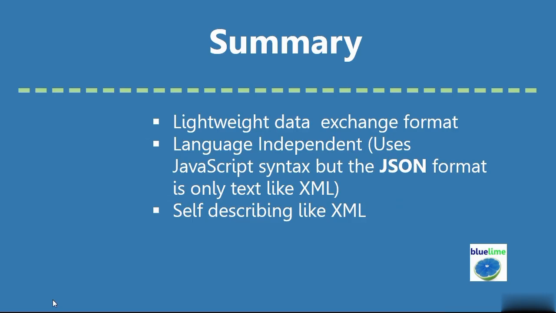Just to summarize, JSON is a lightweight data exchange format, and it is language independent. That means it can be used by any programming language, but it uses the JavaScript syntax, but the format is plain text. JSON is self-describing like XML. JSON does not use an end tag. With XML, you have to use an end tag. With JSON, you don't. JSON is shorter to write compared to XML. JSON is also quicker to read.